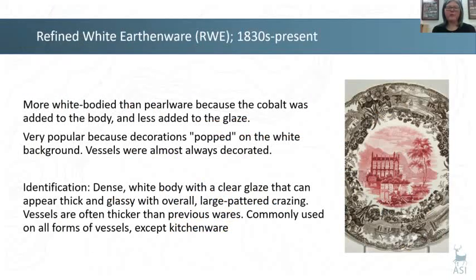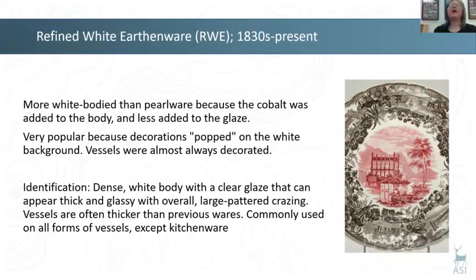So we've gone through the pearlware. Then the next major refined earthenware type is RWE. Some people call it whiteware for obvious reasons. It's definitely more white bodied than pearlware. The cobalt was not added to the glaze, it's added to the actual clay. So again, that bluing makes the white pop a bit.